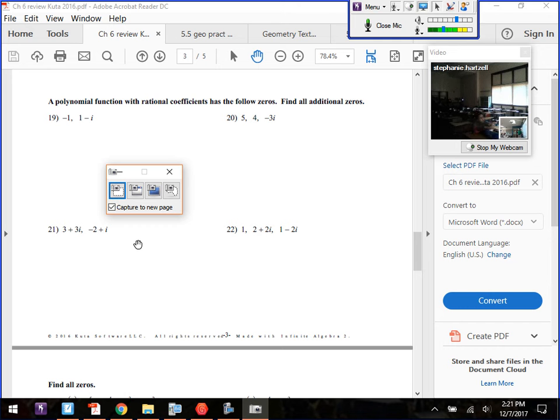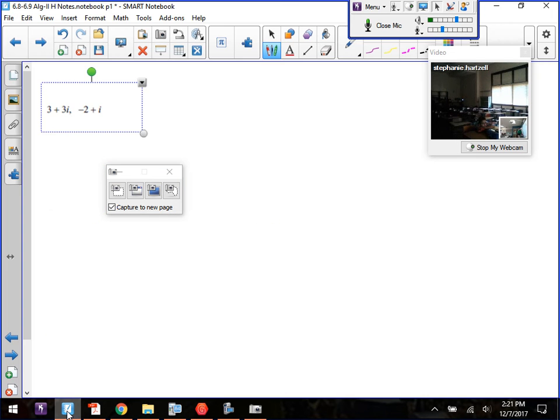Write the polynomial. It's basically write the polynomial out that you would get if those are the zeros. And what that means is this one defaults weirdly. If there's a 3 plus 3i, what's the other one? And then you multiply it out. We just did it without saying that. This was like a hint to remind you to do that.